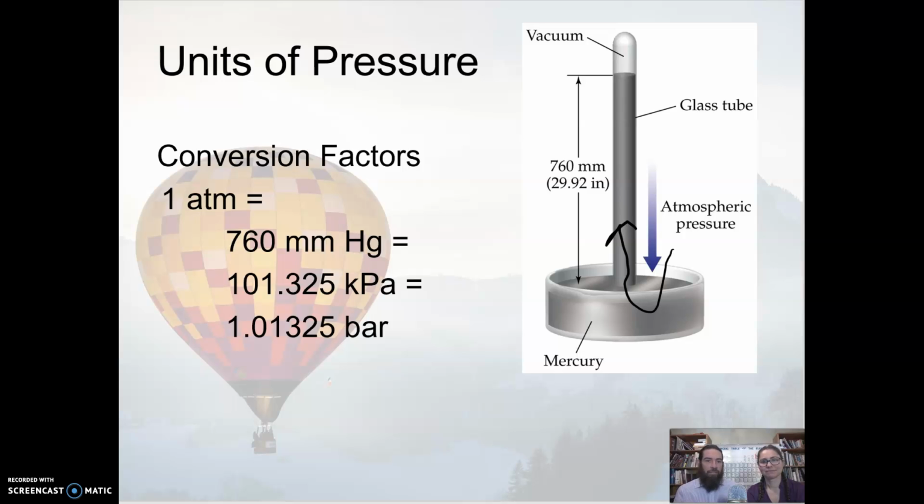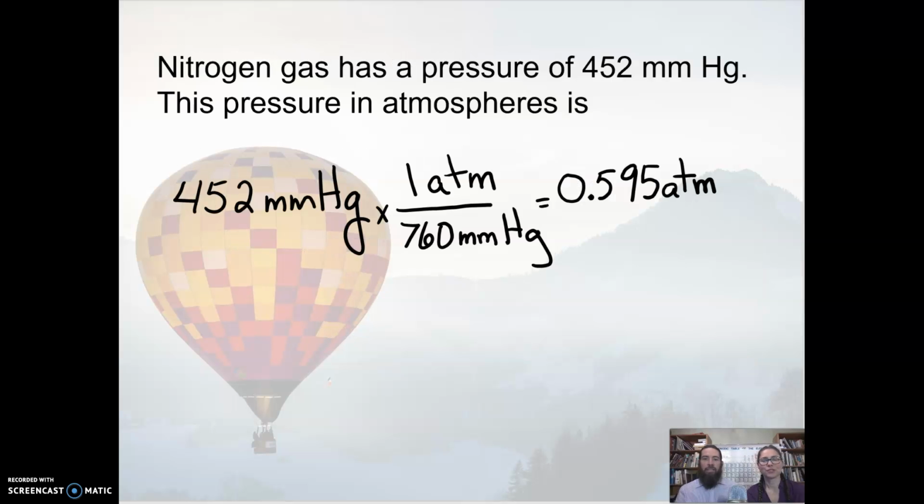We have a bunch of conversion factors here. We could say 1 atmosphere equals 760 millimeters of mercury. We could say 1 atmosphere equals 101.325 kilopascals. We could say 760 millimeters of mercury equals 101.325 kilopascals. Sometimes you'll see a big string of equals, and you just have to be able to use these as factors in order to make the conversions. Just choose the two that you need.